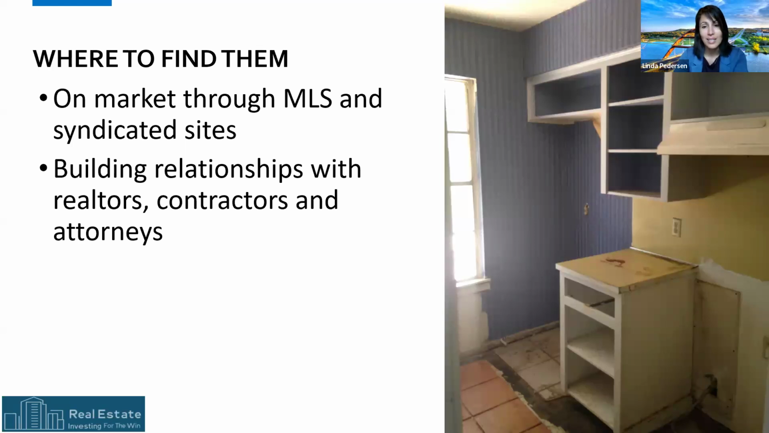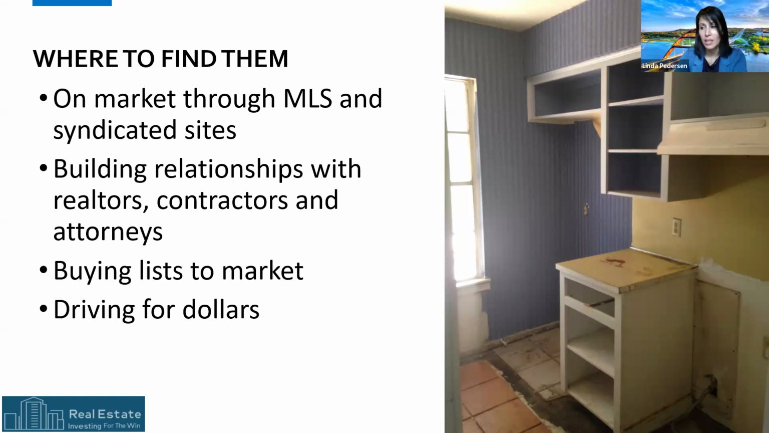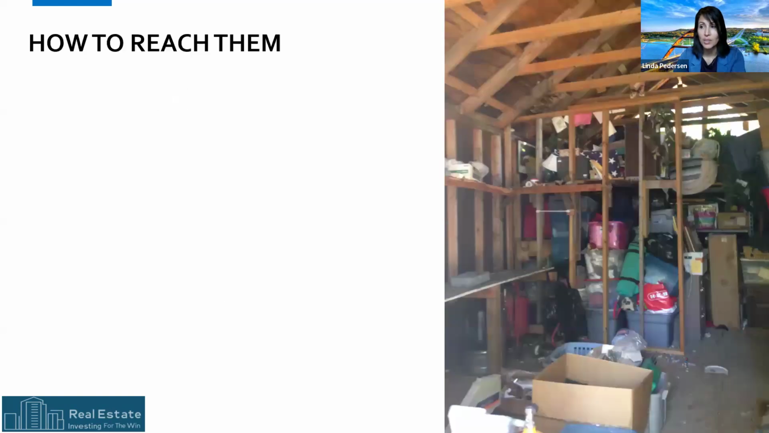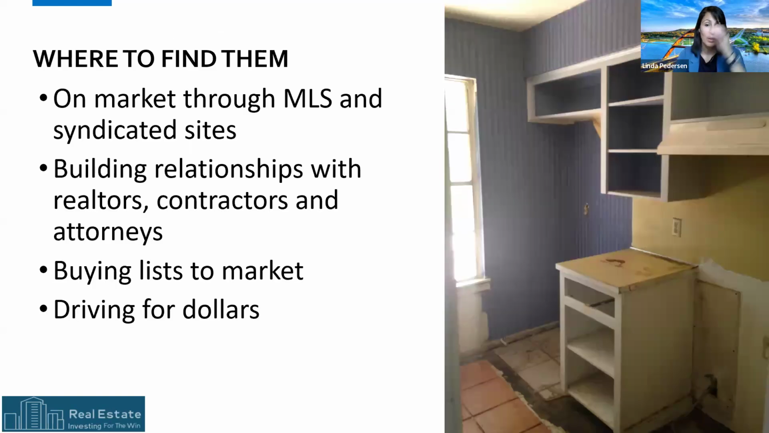So it is still and always will be a people business. A good way to get in the know, if one is on the market, that means it's already listed. But to get to know ones that have issues that may not be on the market yet, building relationships is a good one. And then of course, buying lists to be able to market, and then driving for dollars is always a good one, right? So looking for damaged houses, writing down the address, getting the information, and then you can market to them.